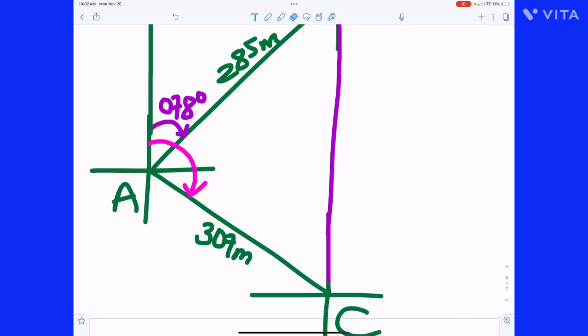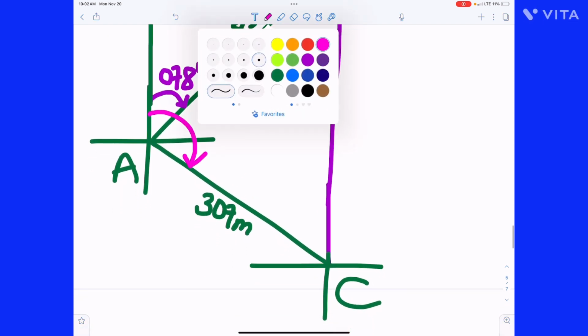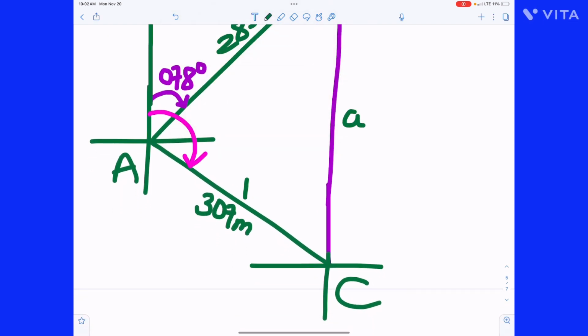And it also says we should find the distance BC. We also need this distance. Let's call this distance small letter A. This place will be small letter B. This will be small letter C.